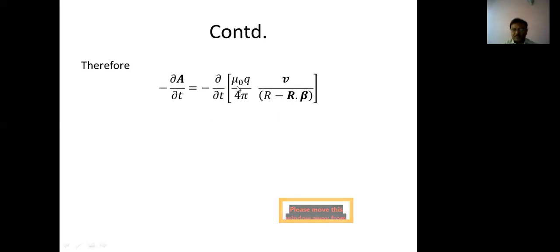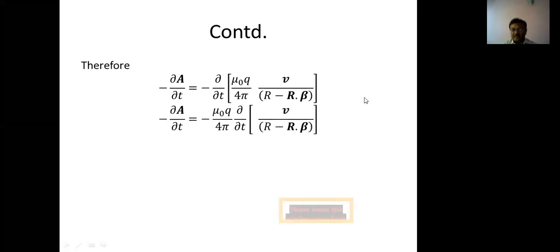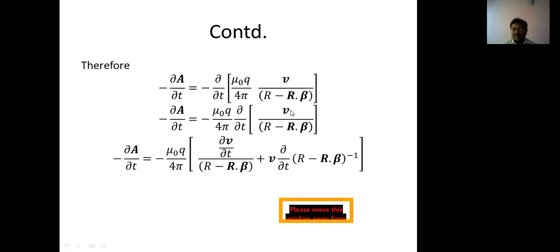Now from that, mu naught Q by 4 pi can be taken outside, and you can operate inside. Here you have minus dou A by dou T equal to minus mu naught Q by 4 pi times dou by dou T of the product of two functions. One is v and the other is 1 by R minus R dot beta. So this factor is outside, and we take the differentiation of the first times the second, plus the first function times the differentiation of the second, that is dou by dou T of 1 by this bunch. 1 by this bunch means R minus R dot beta raised to the power minus 1. So you may write it this way.